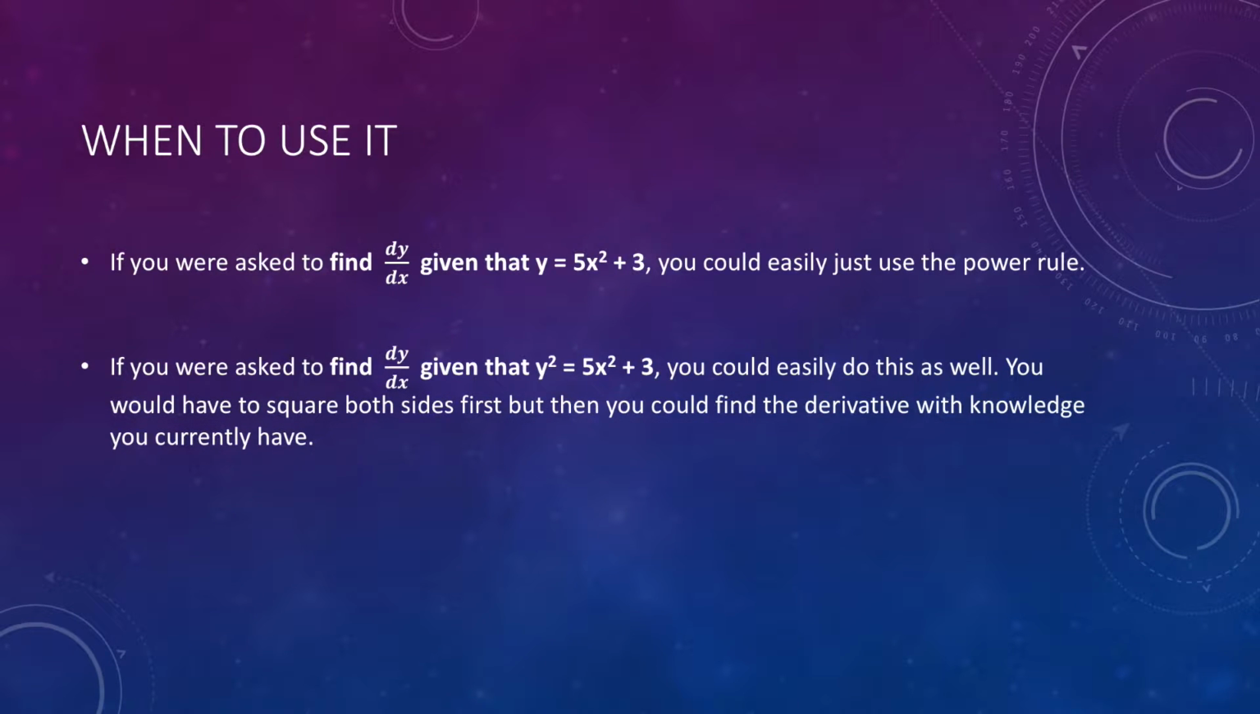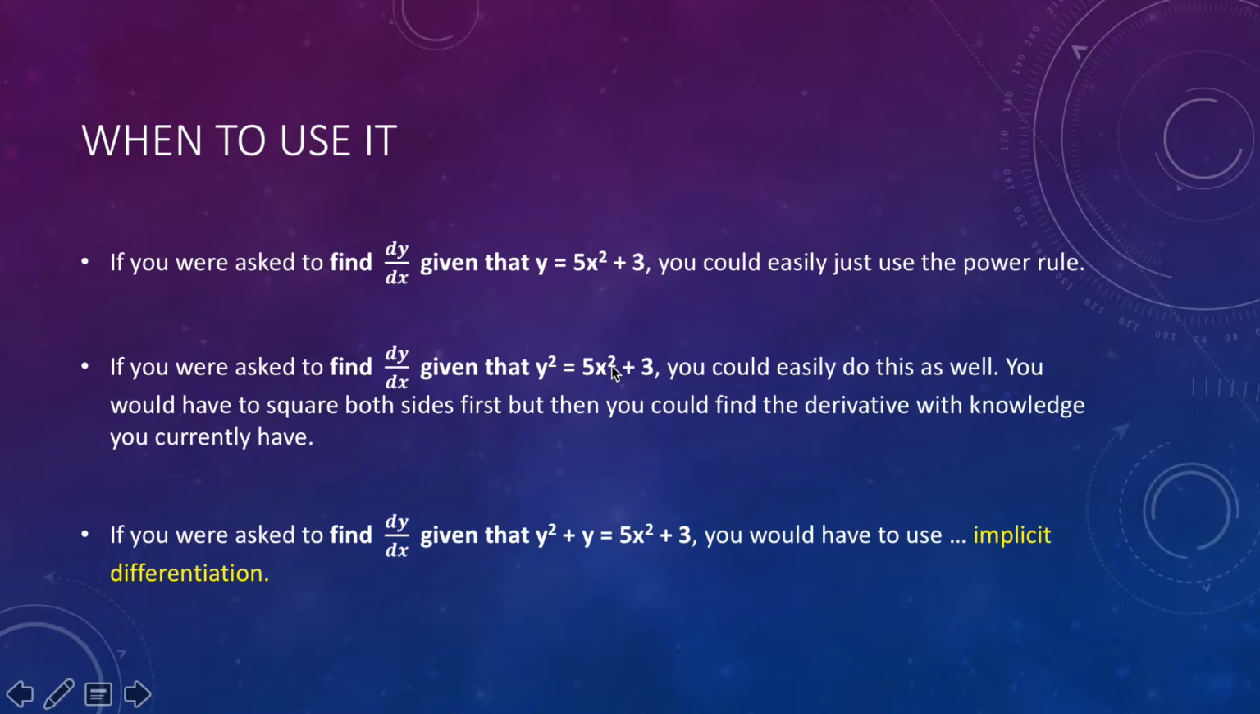The same applies to y squared equals 5x squared plus 3. You could easily just square root both sides, right? And then you could use the power rule. But if I were to ask you to find the derivative of y, given that y squared plus y equals 5x squared plus 3, you'd have to use this new technique that we're going to learn called implicit differentiation, right? Because you can't just take the derivative of y with respect to x if you have y squared plus y.